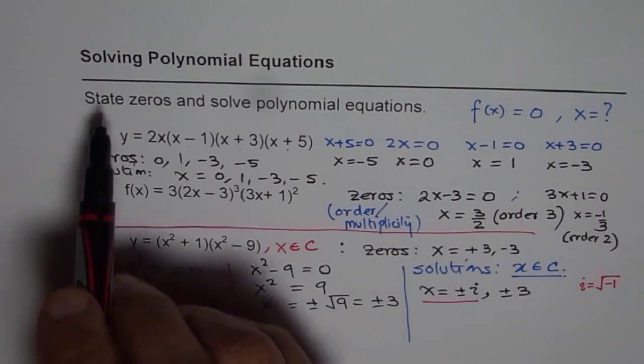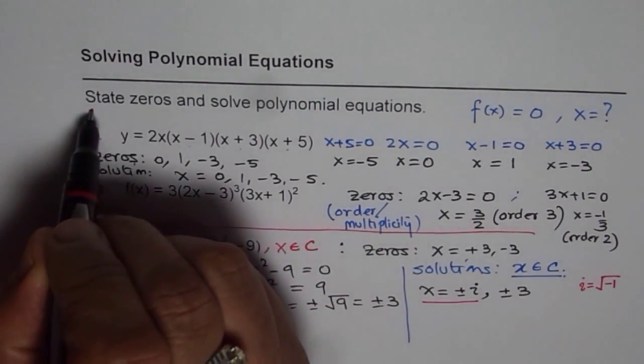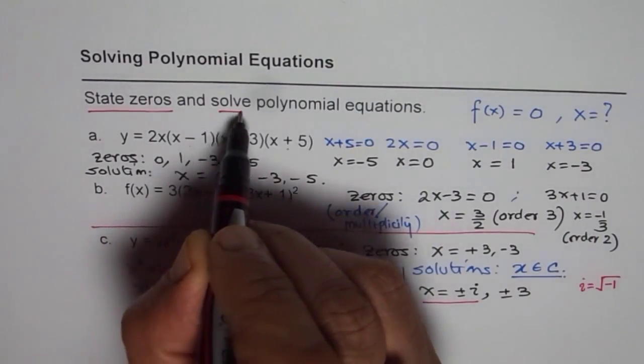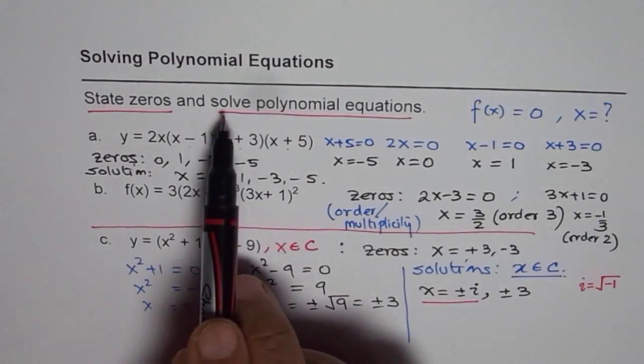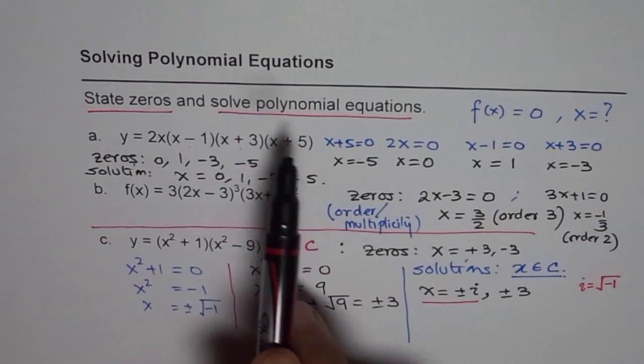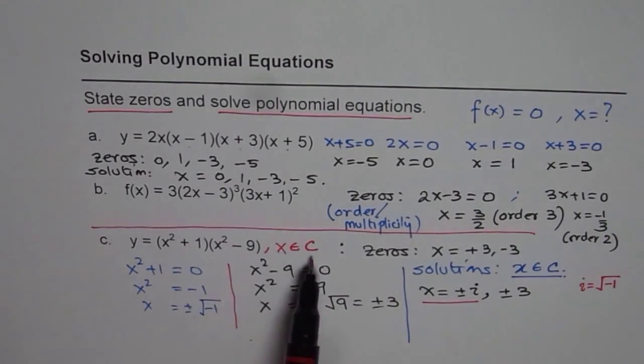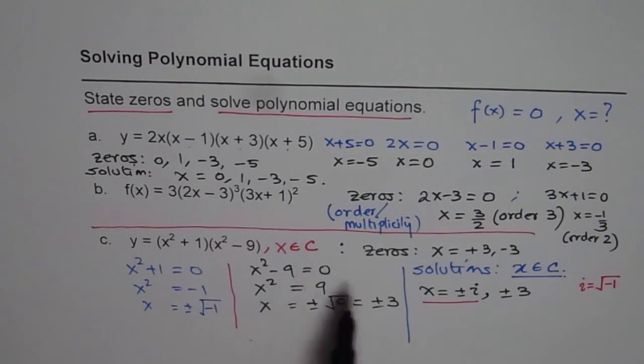And that is why in this question we have two things, state zeros and solve polynomial equations. When we say solve polynomial equations, and if our domain is complex numbers, then we have to list complex roots also. But if our domain is real numbers, then zeros are our real solutions. So that is the point which you should understand and appreciate when solving polynomial equations in advanced functions.